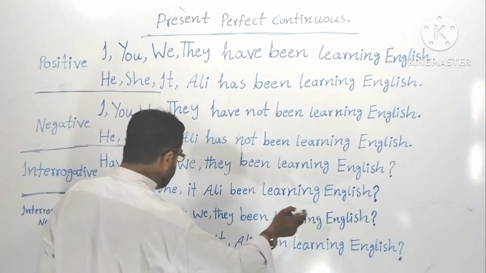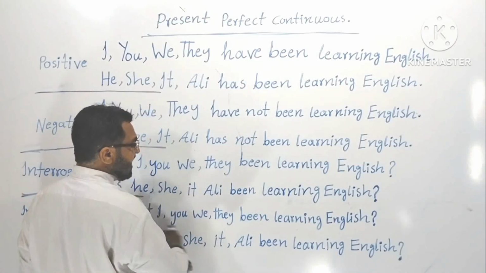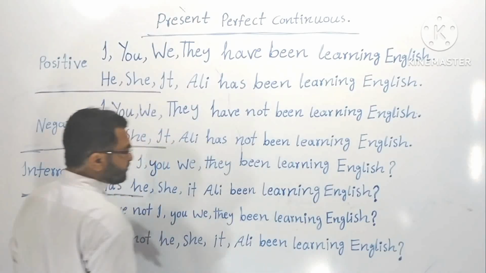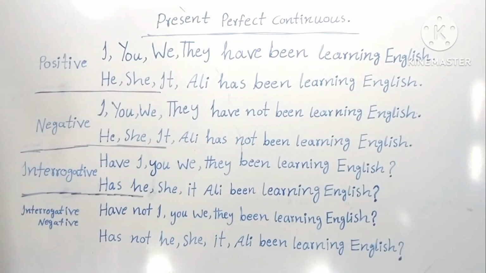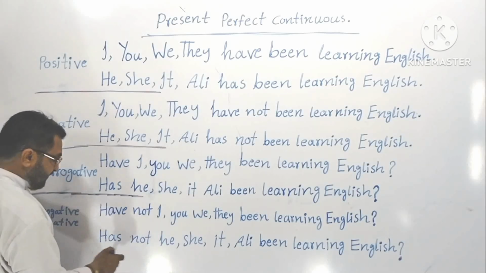Okay, so if you allow me, please. Haven't I been learning English? Haven't you been learning English? Haven't we been learning English? Haven't they been learning English? Understood? Now this is the plural subject and plural verb. Let's go to the singular subject and singular verb.